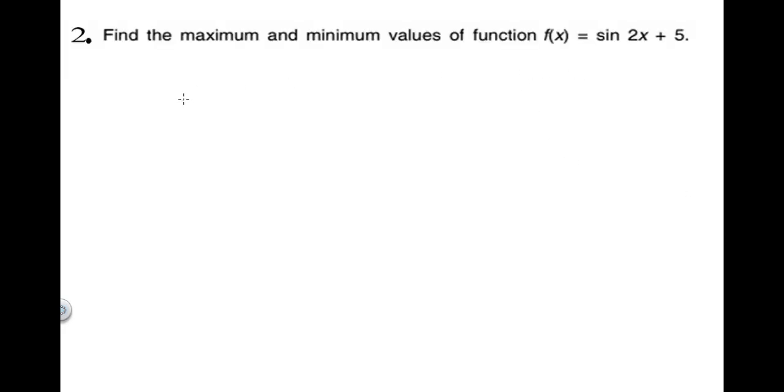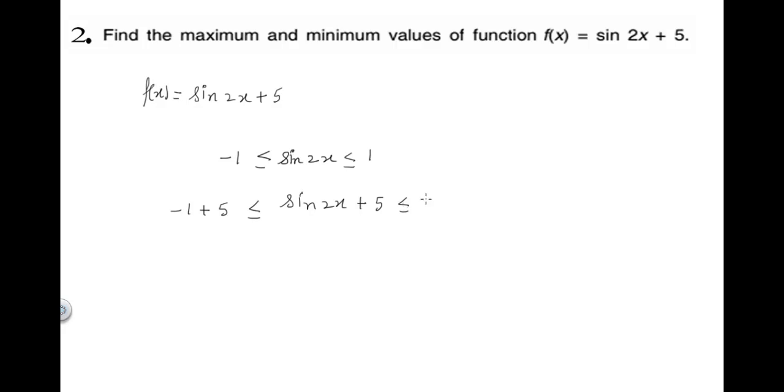In question number 2, you were given a function f of x, it is sine of 2x plus 5. We have to find the maximum and minimum values of it. So we know for any angle of sine, the maximum and minimum values are -1 to 1. Clear? Now adding 5 on all the sides, we have -1 plus 5 less than or equal to sine of 2x plus 5 less than or equal to 1 plus 5. So we have 4 less than or equal to sine of 2x plus 5 less than or equal to 6.